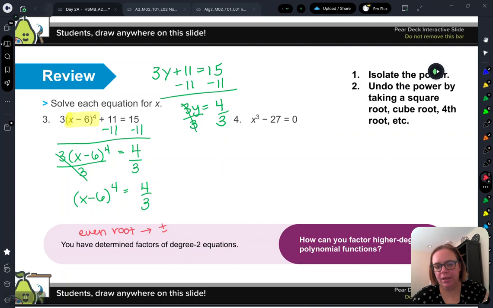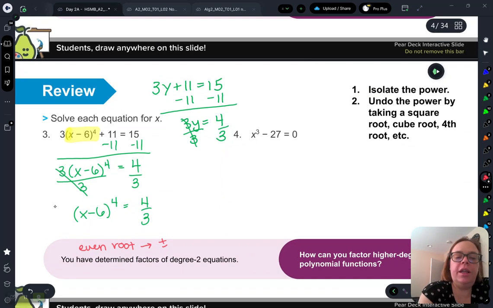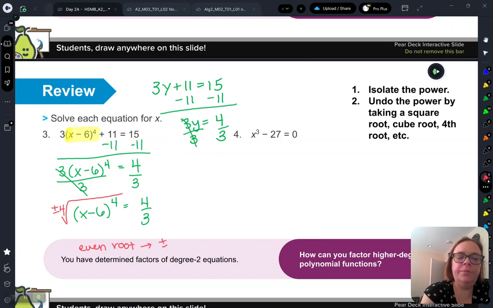That goes back to the idea that if you take something negative to an even power, the negative will always cancel and it'll become a positive. Like when you square a negative, it becomes positive. So when we're undoing a square, we need to include that negative as a possible answer. Okay, so I'm going to take the plus or minus 4th root.